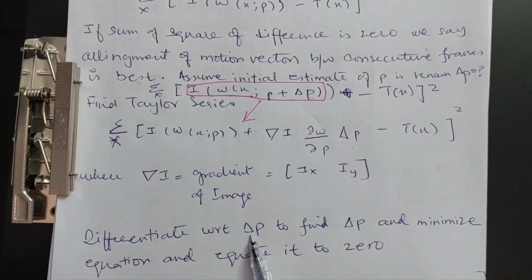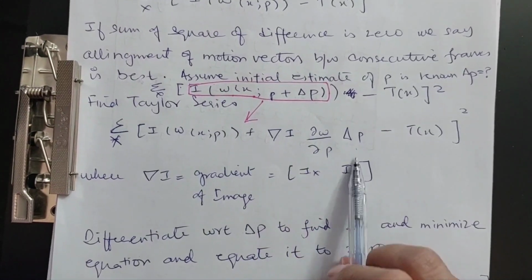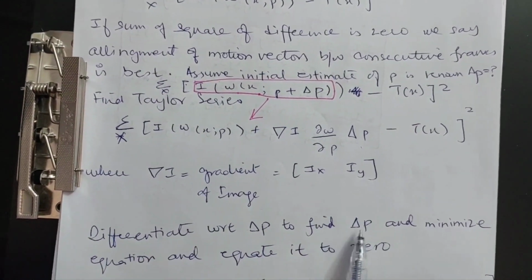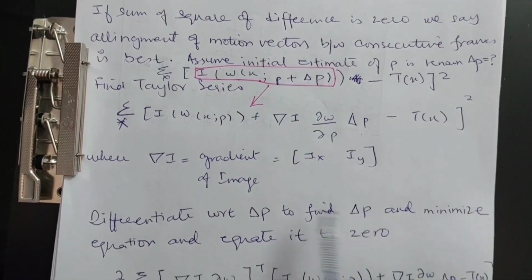Now we differentiate with respect to delta p. We will differentiate this equation with respect to delta p to find delta p and minimize the equation, and then we will equate it to 0.